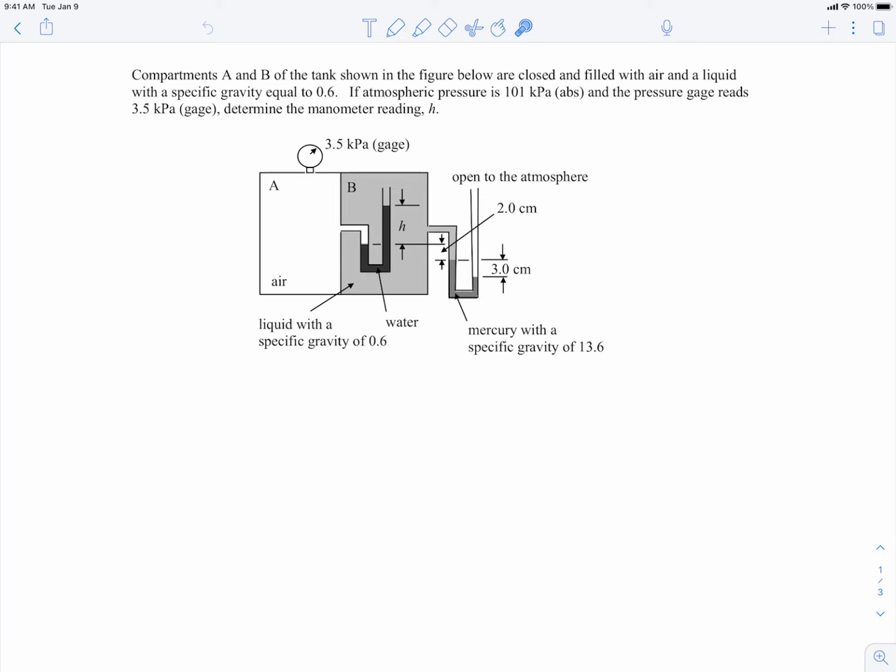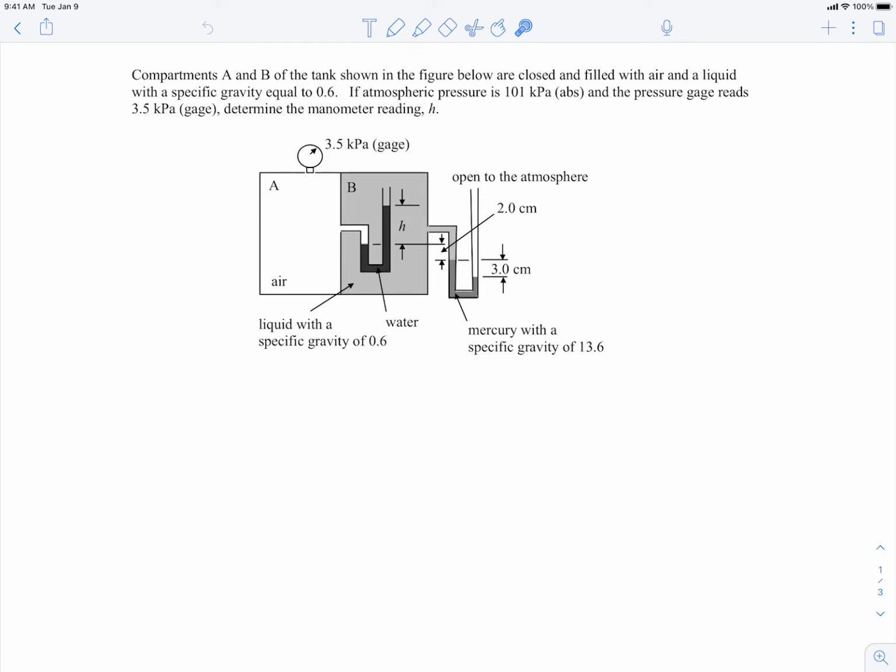So there are actually two manometers. We've got one manometer here. They're both U-tube manometers. This one has mercury as the working fluid, and there's a height difference here of about 3 centimeters. Then we go into this tank B, and that part of the manometer is filled with this liquid with specific gravity of 0.6. Then we have the second U-tube manometer here, and in this one we have water as the working fluid, and the height difference there is H, which is what we're trying to find. Then we move into tank A with air, and that pressure is given there.